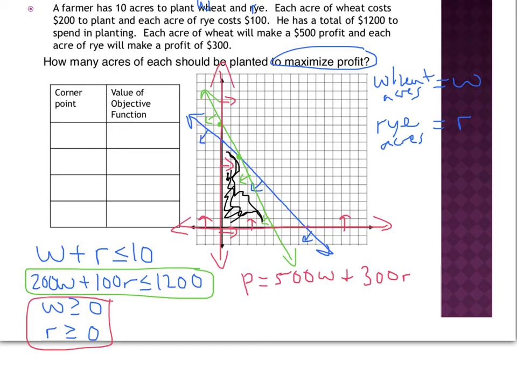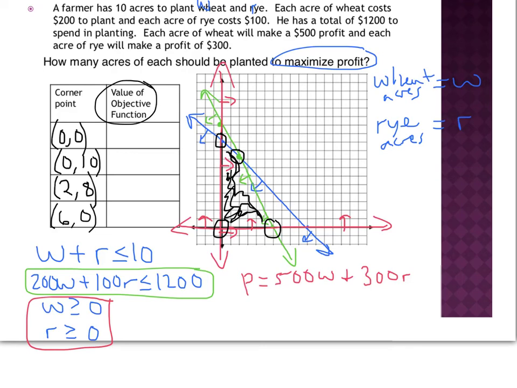So remember, our corner points are all the corners of that feasible region. Here's one, that's 0, 0. Here's another, that is 0, 10. And then here's another, which is 2, 8. And the last one, 6, 0. All right.